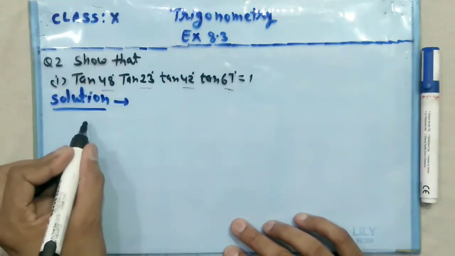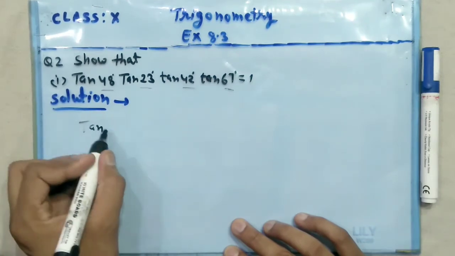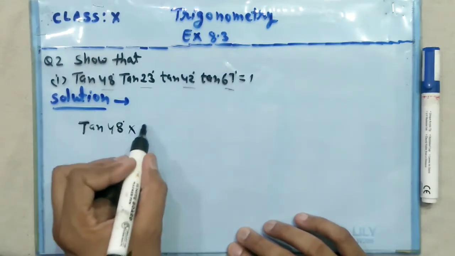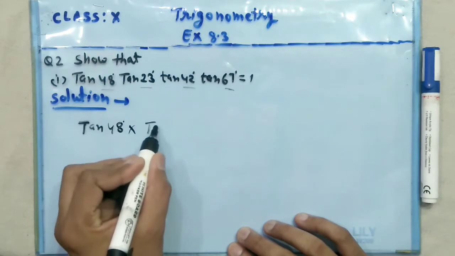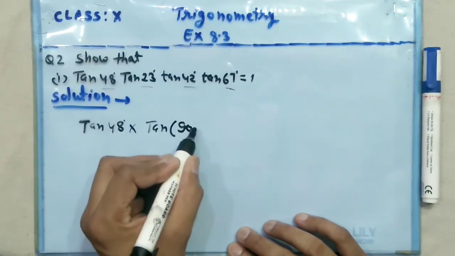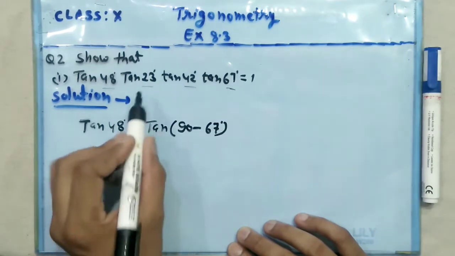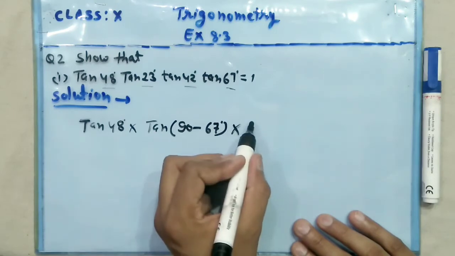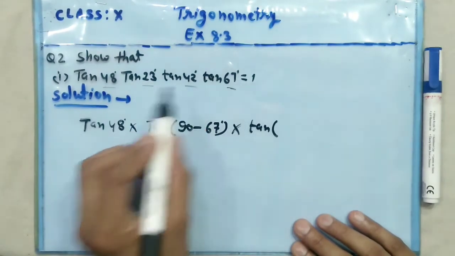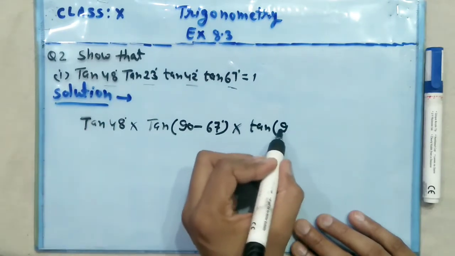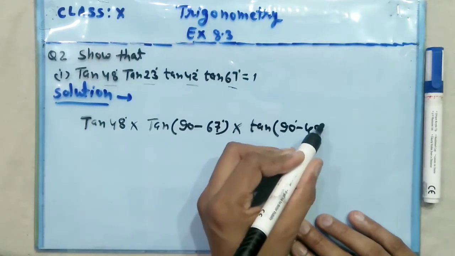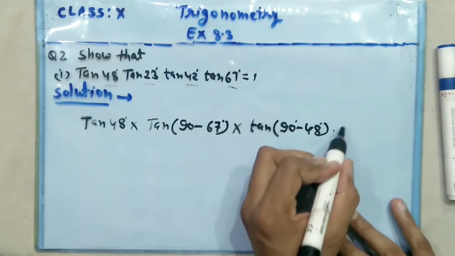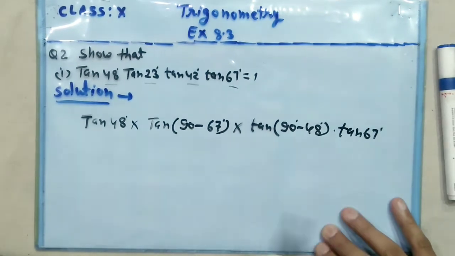So let us see, tan 48 degree into, I can write this as tan 90 degree minus 67 degree, because 23 will be 90 minus 67, multiplied by tan, this 42 will be 90 degree minus 48 degree, and this 67 as it is into tan 67.